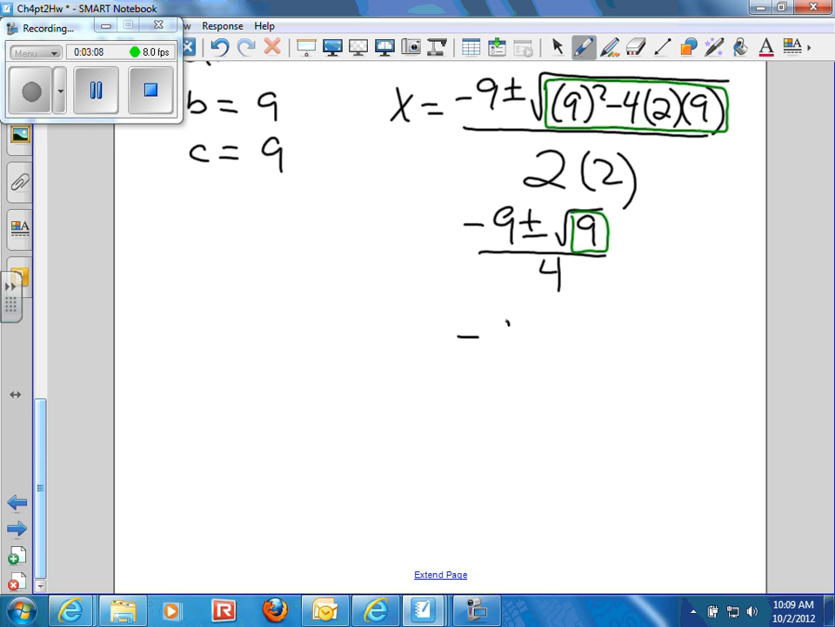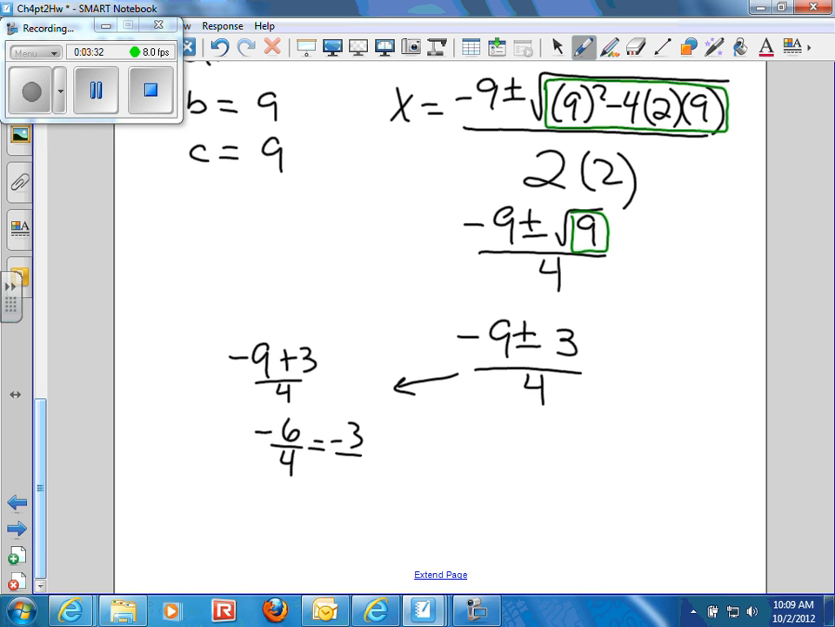So we have negative 9 plus or minus the square root of 9, which is 3, over 4. So I just have to simplify this. It's going to give me 2 answers. So one of my answers is going to be negative 9 plus 3 over 4. And I'm going to clean that up. So negative 9 plus 3 is negative 6 over 4. And that reduces to negative 3 halves. There's one of my answers. I'm going to circle that.